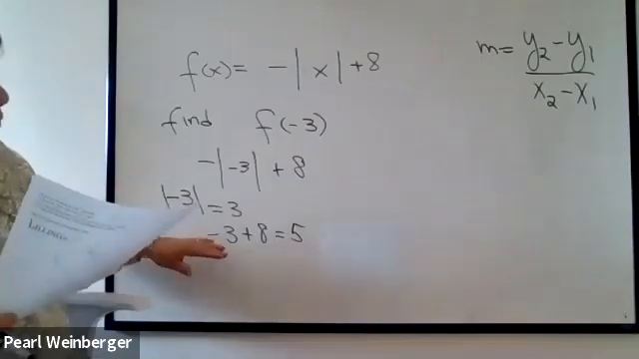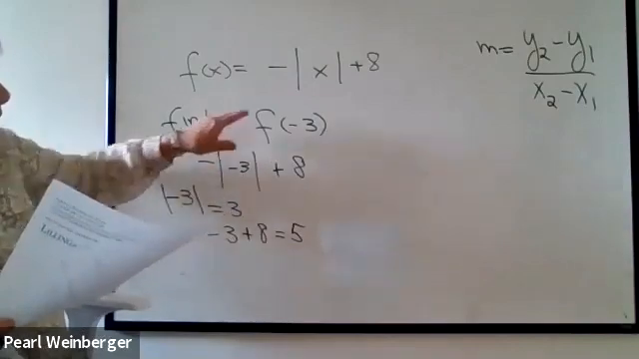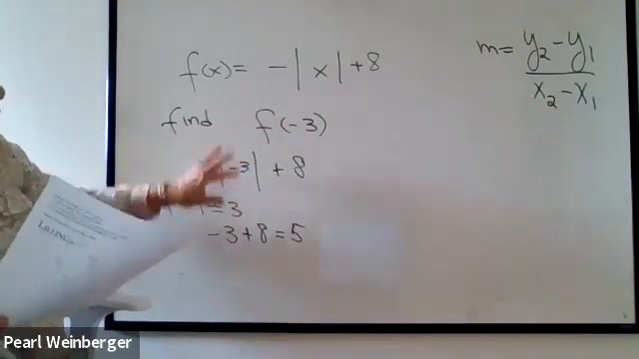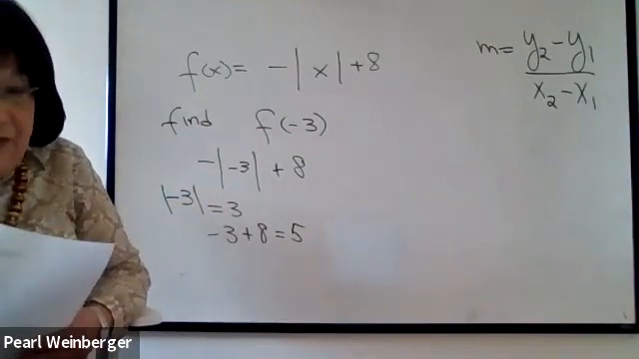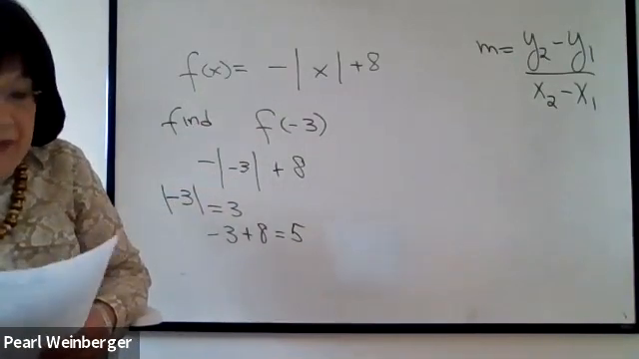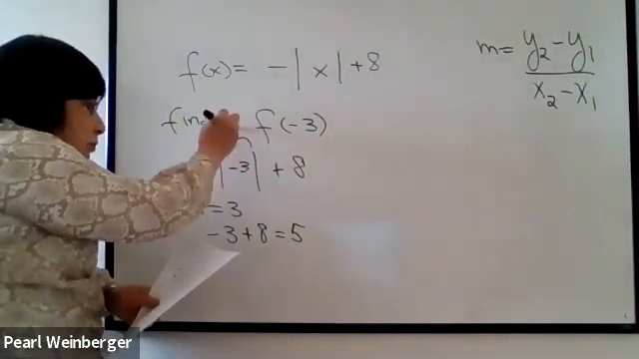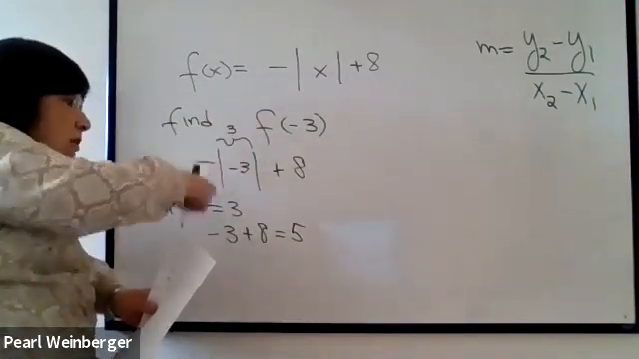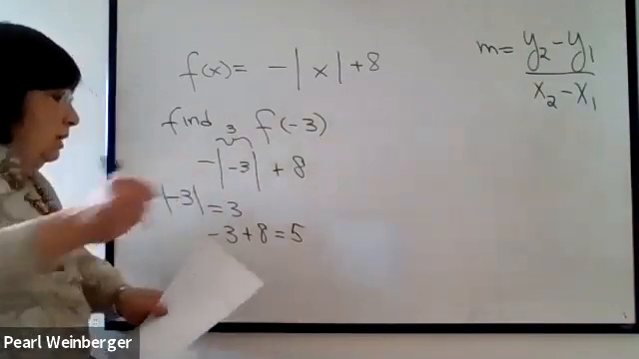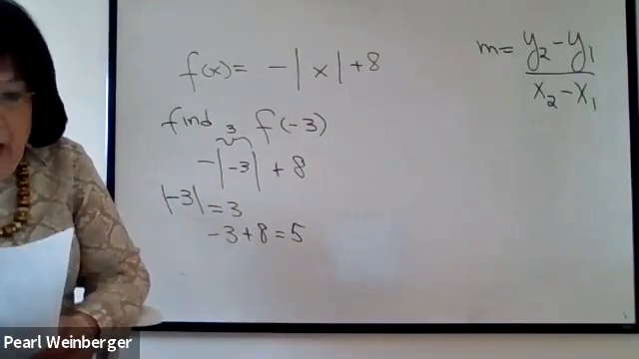But this is what we call functional notation, where you replace the x by whatever number you're given. Don't forget, when you're doing absolute values, the absolute value of a number is the positive value of the number, where you drop the sign. So this alone is 3, because we're dropping the sign. And because there was a negative in front of this, that made it negative 3. So it was negative 3 plus 8, which is 5. Okay.